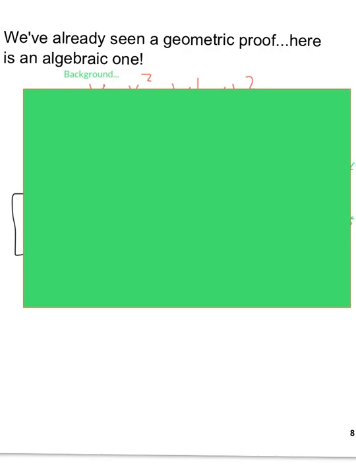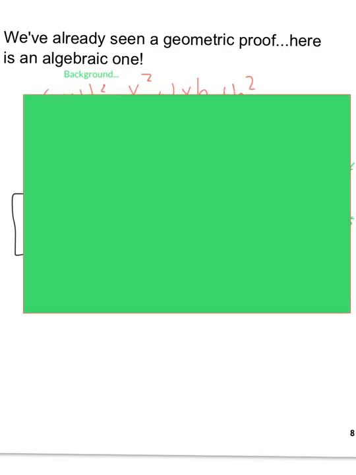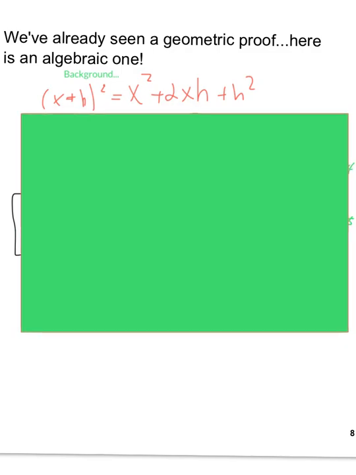I think it is important to see again the limit definition proof of this, because we've already seen a geometric proof with area. So before we jump into that proof, though, just a quick little background. I'm just asking you to look at a pattern here. This is the binomial theorem, essentially. We're just looking at the coefficients when we expand a binomial.